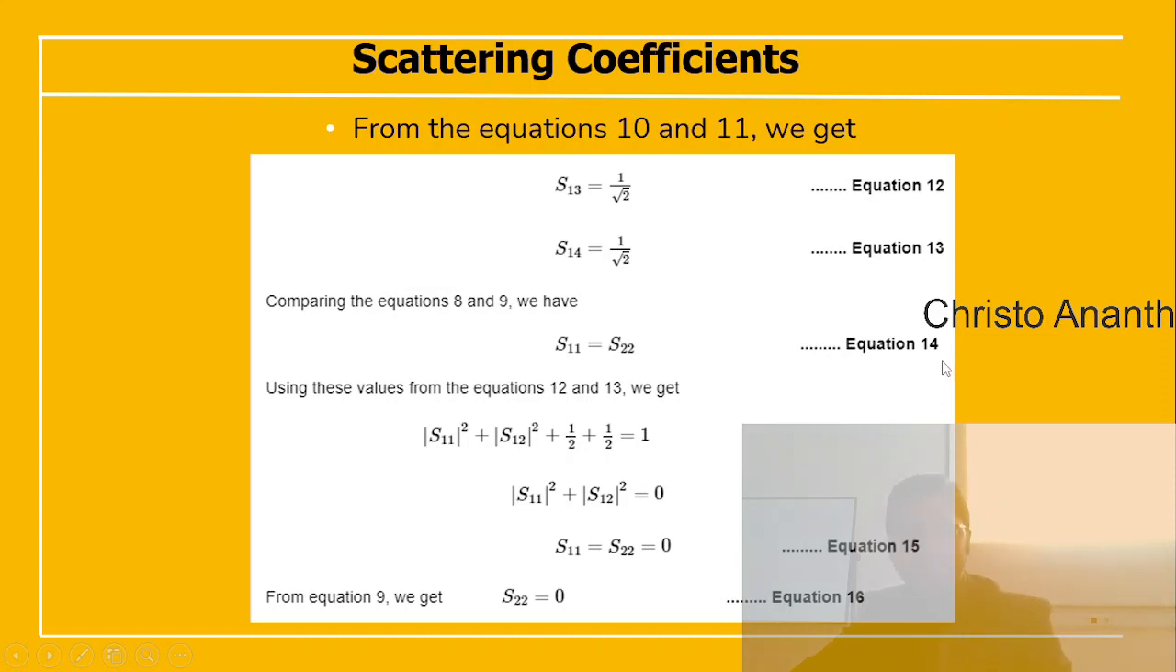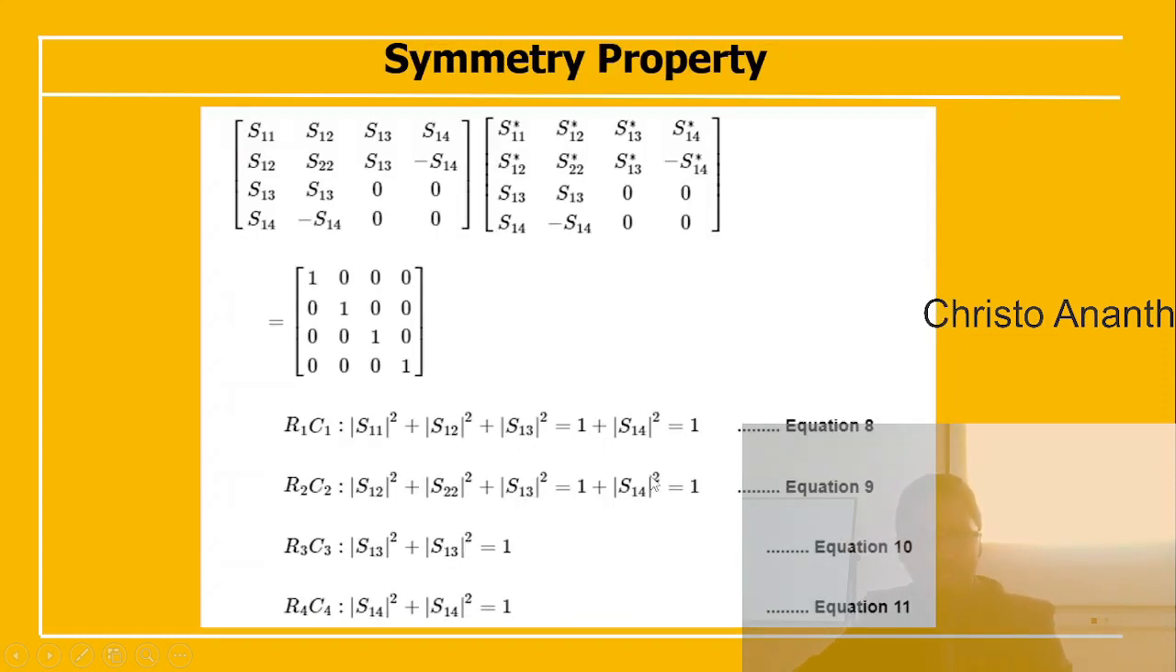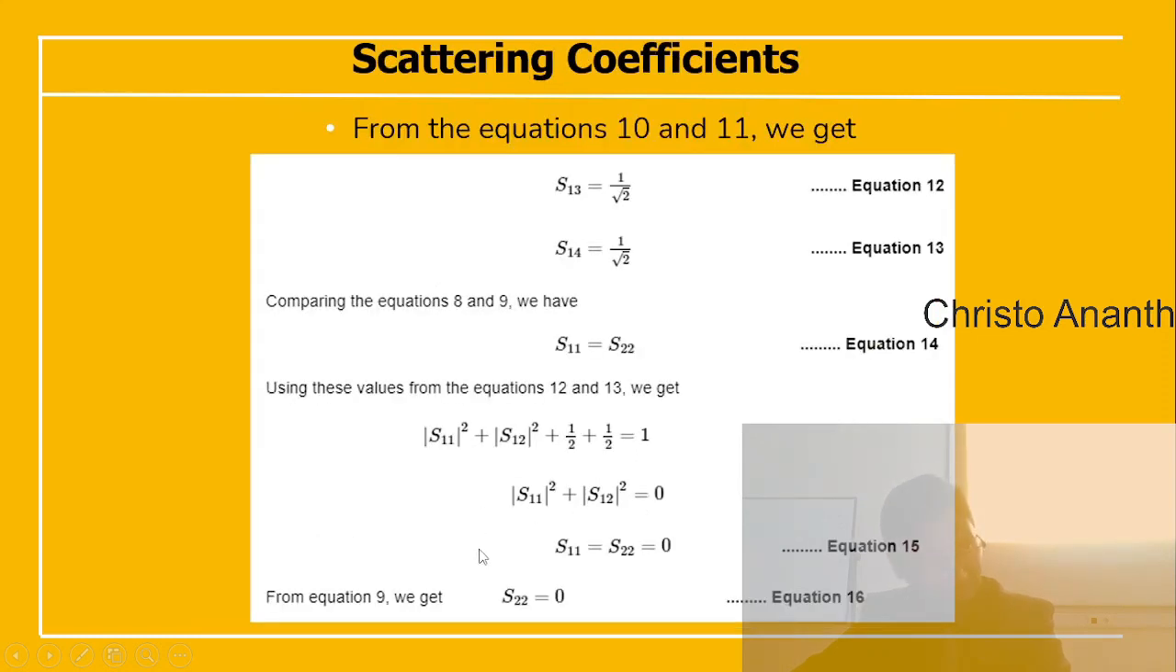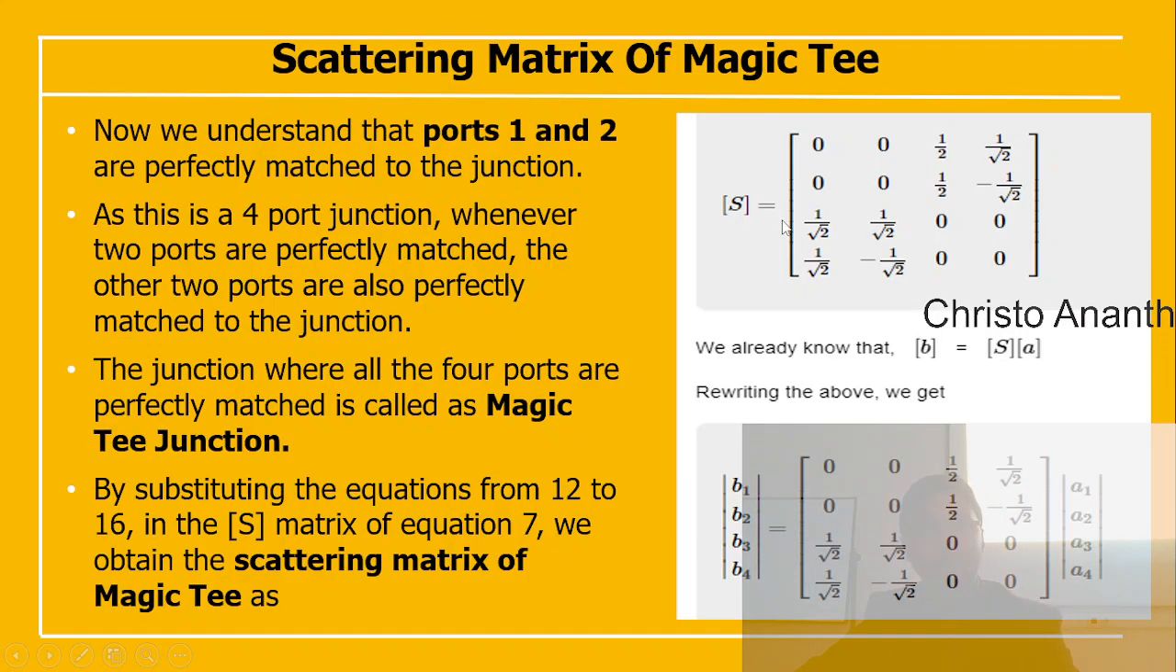Similarly, if you look at equation 9 and substitute, that would be equal to 1. So here S22 would be equal to 0, because S11 is equal to S22. So we substitute all this into the scattering matrix: 0, 0, 1 by root 2, 1 by root 2. Everything you try to substitute.